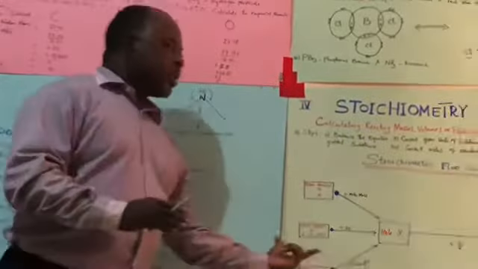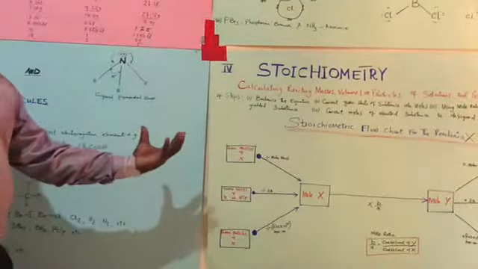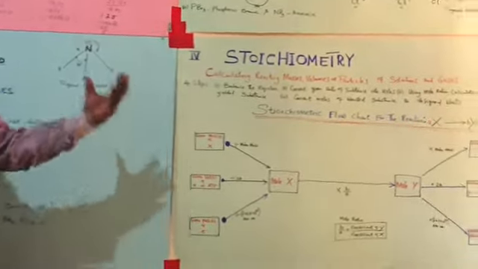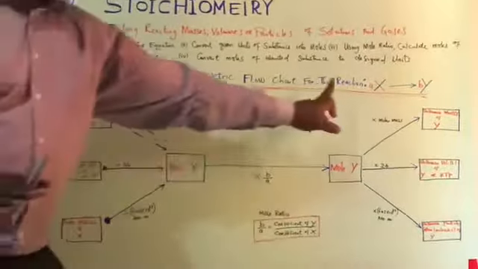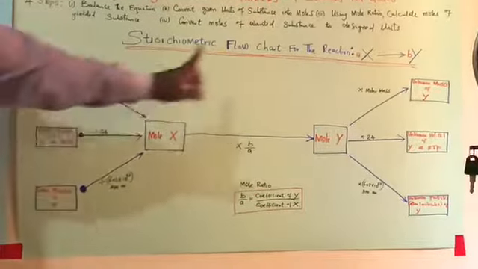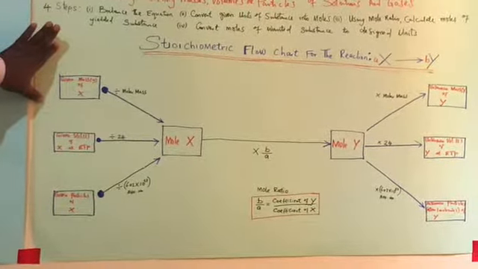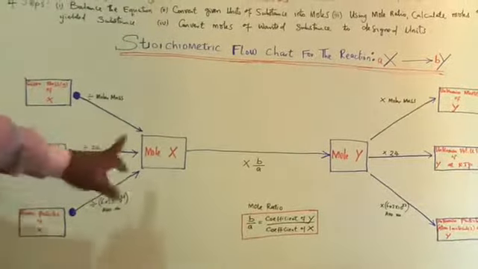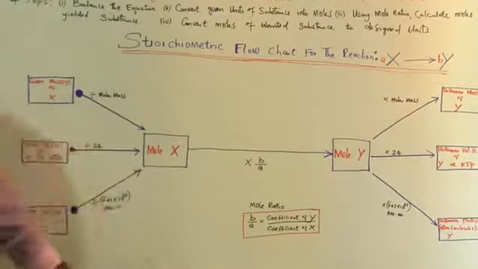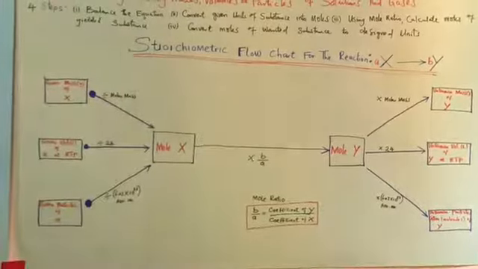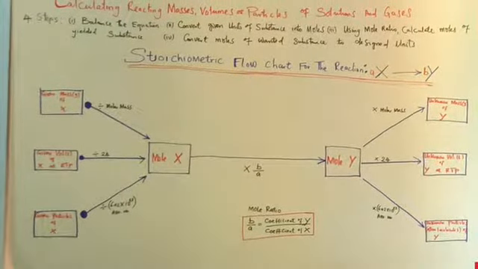This is a stoichiometric flow chart for every reaction. Take a reaction X to Y. We have A moles of X giving B moles of Y. This is a stoichiometric flow chart. This is the reactant. This is the product. Now, this is a flow chart.